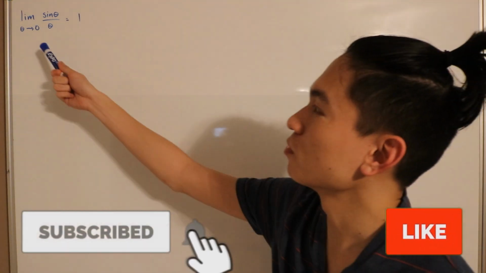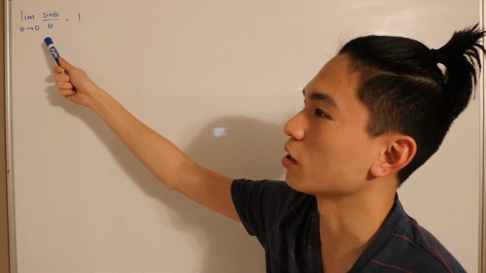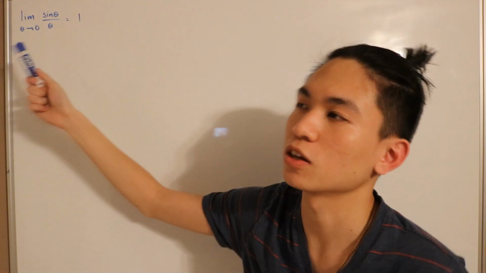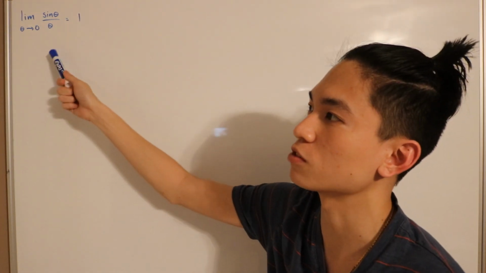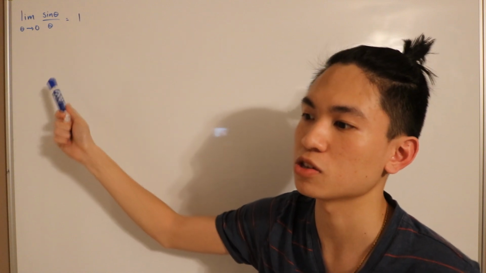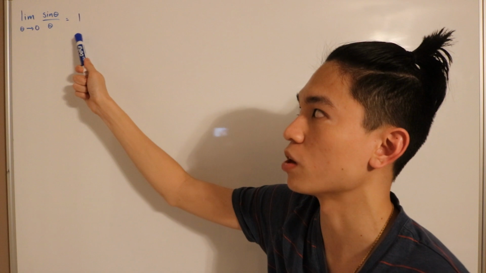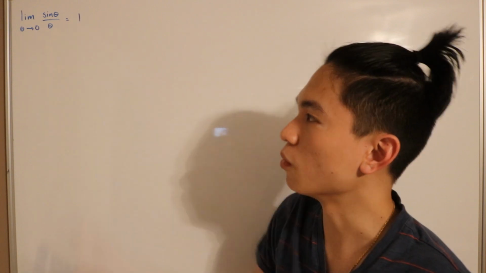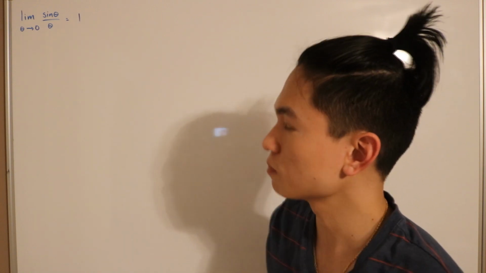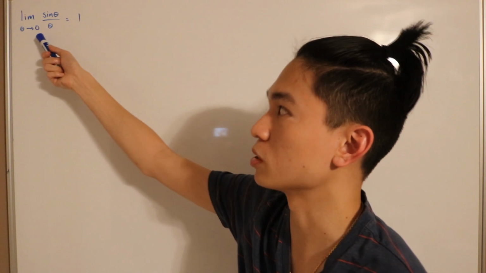Anyway, I'm sure you've seen this limit before, in Calculus 1 specifically. I'm sure your professor just gave you this formula but never explained why the limit of this function equals 1 as theta approaches 0. One way you can show this is by applying L'Hopital's rule.